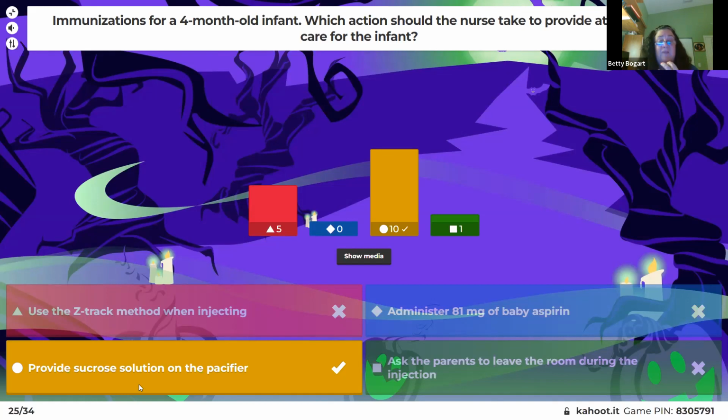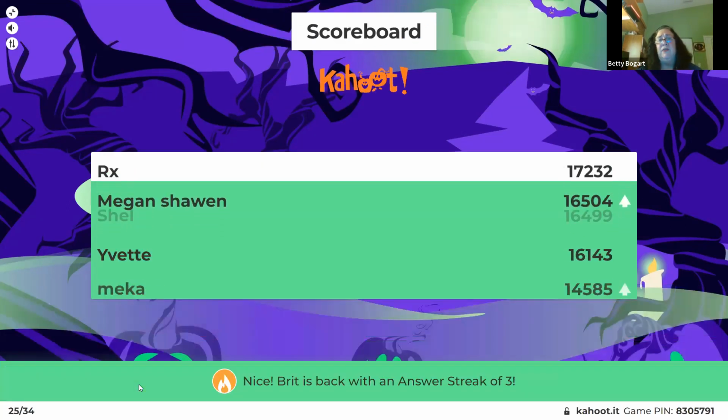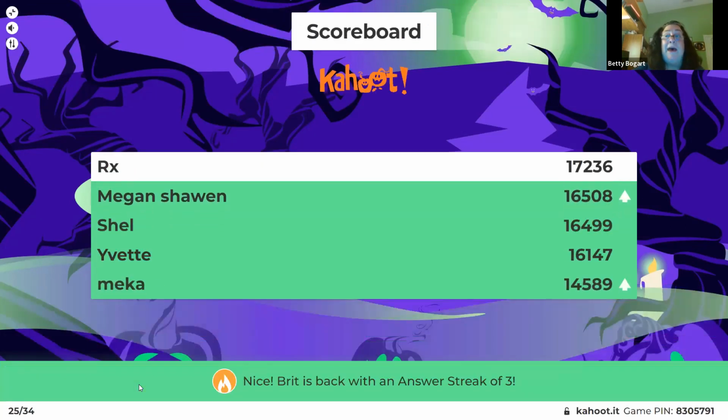So this pacifier is one of the key concepts of self-soothing for infants. They take away their stress, everything. That's the new belief in pacifiers.